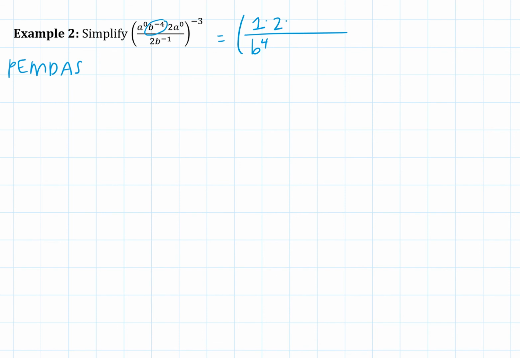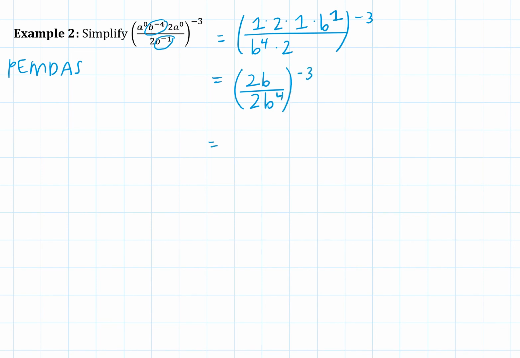Times 2 times another a to the 0 is another 1. Okay, now I've got 2 in the denominator. That'll stay there. B to the negative 1 needs to move up to the numerator, so its exponent becomes positive 1. Okay, let's keep simplifying what we have in the parentheses. Up top, I have 1 times 2 times 1 gives me 2b over 2b to the 4th. All of this is to the negative 3rd.